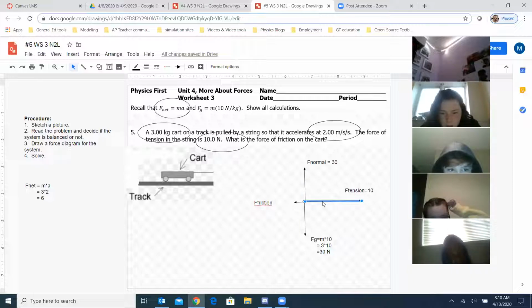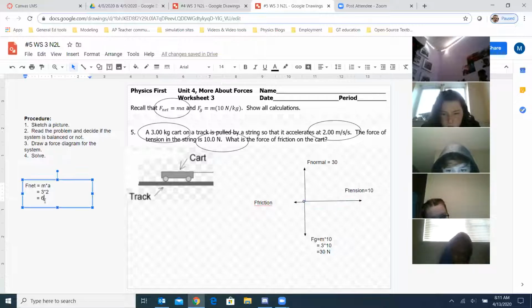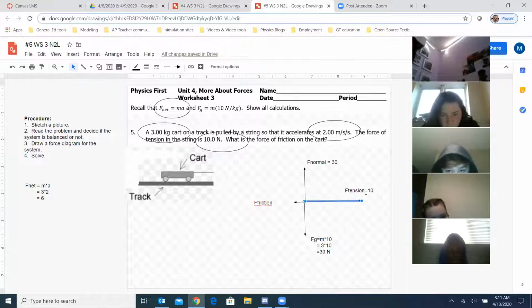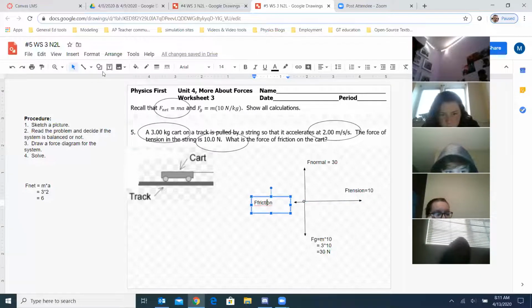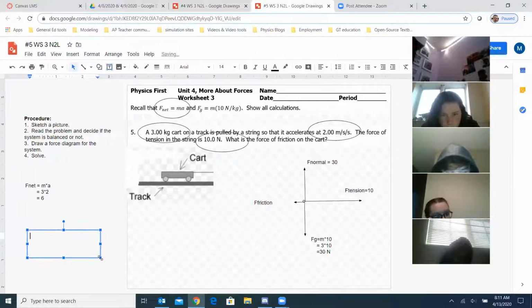The tension force is clearly longer than the friction force. In fact, if I want to know how much longer it is, I have to look at the net force. It's 6 longer than the friction. So if the tension is 10, I have to subtract 6 to figure out the friction. So I'm going to do a calculation here. I'm going to write it over here. The force of friction would be equal to the 10 newtons of the tension minus the 6 newtons of the net force. And so you get a friction of 4 newtons.